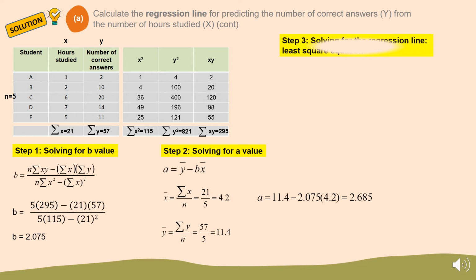Now we can solve the least square equation by plugging the a and b values into the general equation. So the equation is given as y equals 2.685 plus 2.075x. That answers the regression line for this problem.